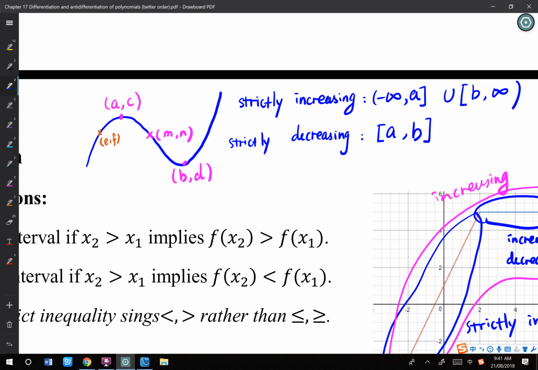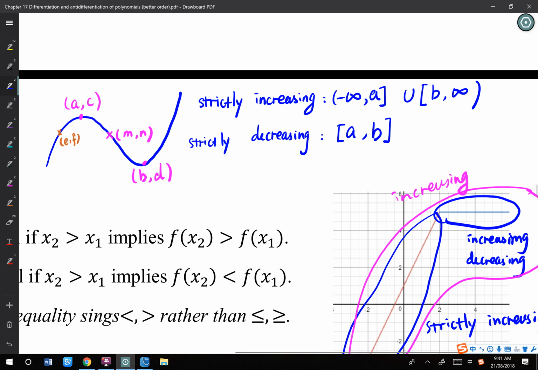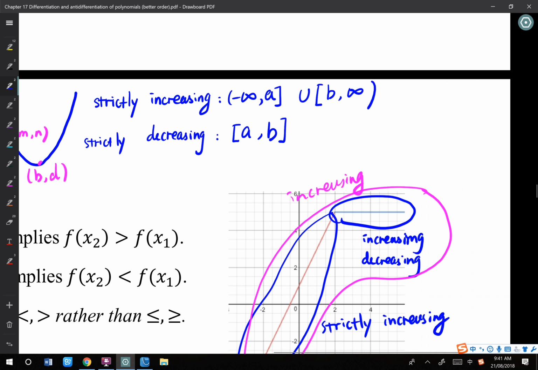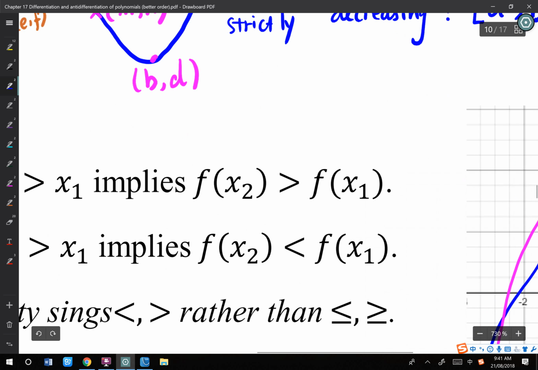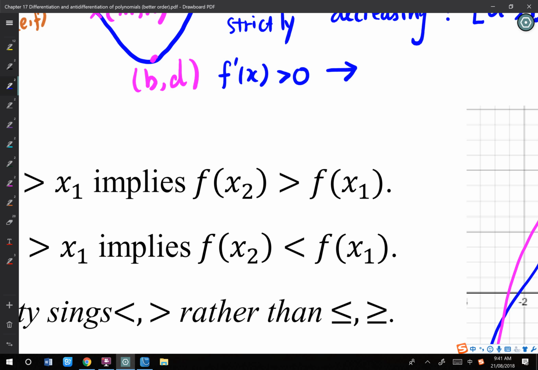All right, then let's think about the derivative. Let's connect the increasing, decreasing to the derivative. When f dash x equals 0, what does that mean? When f dash x is greater than 0, what does that mean? Is increasing function, okay, or strictly increasing. Well, I can say strictly increasing.